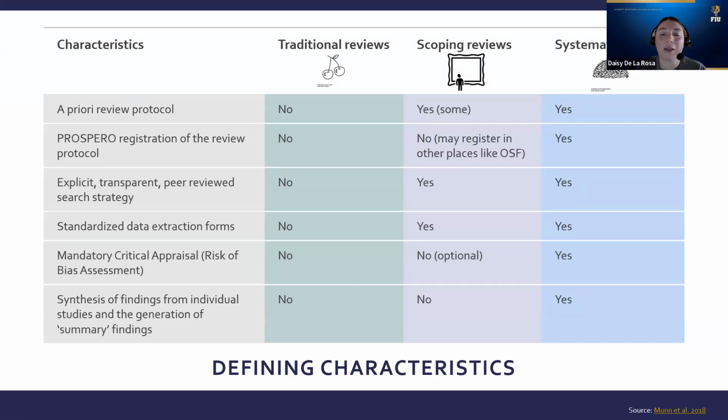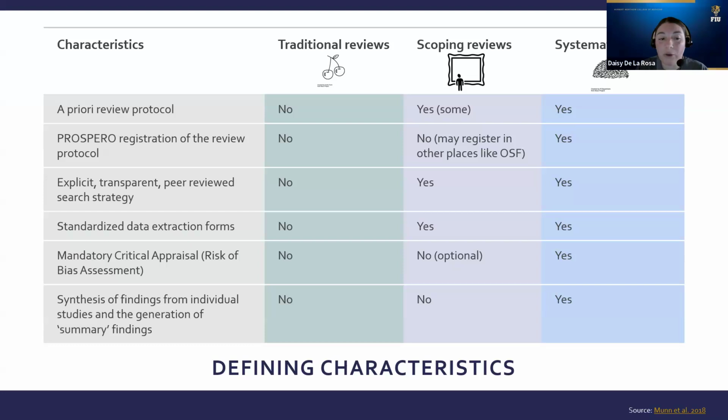And we'll talk about what the protocol is in a moment. There are protocol registries where people register their protocol before they do their project. Prospero is the big one for systematic reviews. They don't accept scoping reviews, but there are other places to register those. Both do require explicit, transparent, peer-reviewed search strategies. Both require data extraction forms where you're extracting the data from the included studies.